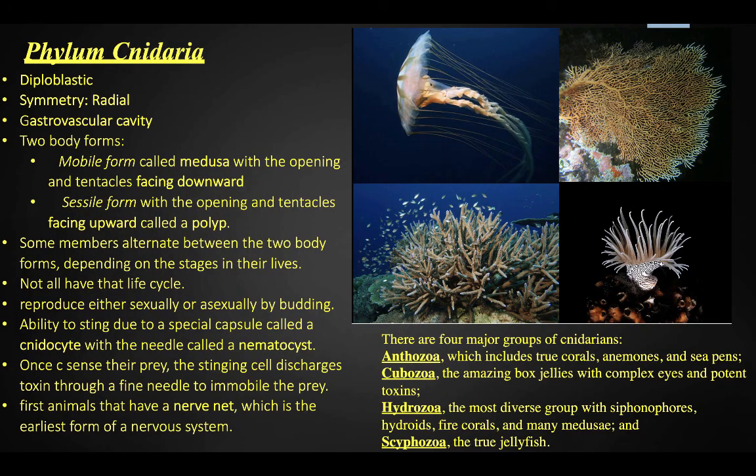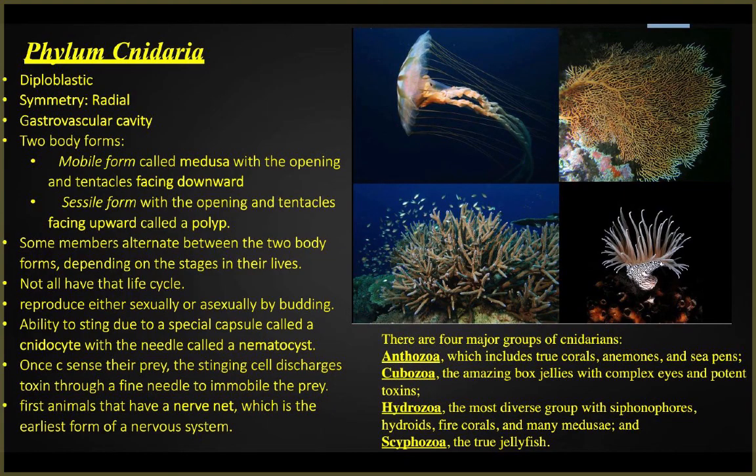Now, we can also look at the Cnidaria, which are diploblastic, which means they have 2 layers. They have radial symmetry. They have a gastrovascular cavity. And these are interesting because they have 2 body forms. They have a mobile form called a medusa, in which the opening and tentacles face down. Perfect example of this is this guy here. And then they have the sessile form, which is the polyp, where the opening and tentacles face up. So you can see these are going up like that.